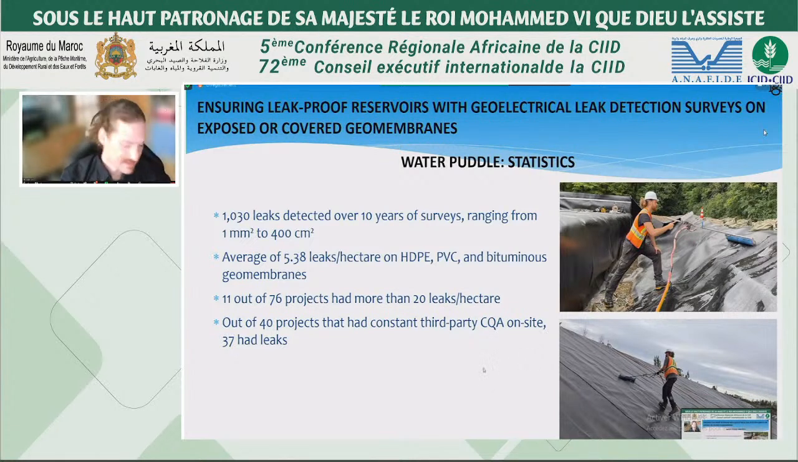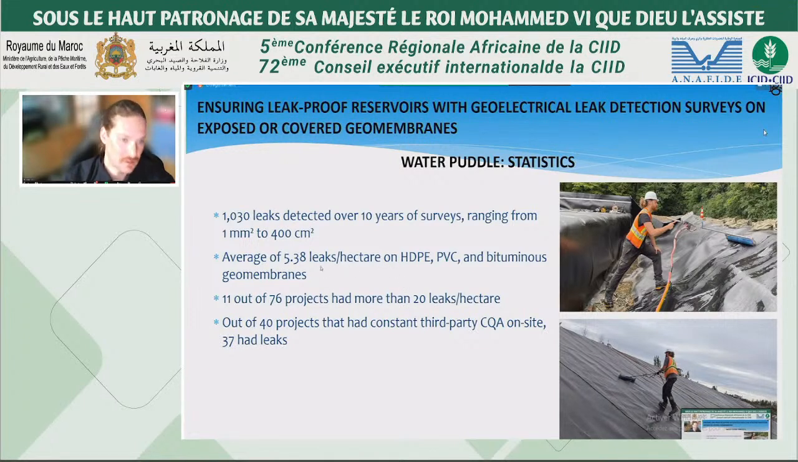So a few statistics for you. For the water puddle method, in our company at Alfard, we have found 1,030 leaks ranging from 1 millimeter square to 400 centimeters square. So that seems like a lot because it's exposed, but people don't really understand that pretty often in the real world, the liner is covered with dirt and mud, so it makes it impossible to find them by eyes anyways.